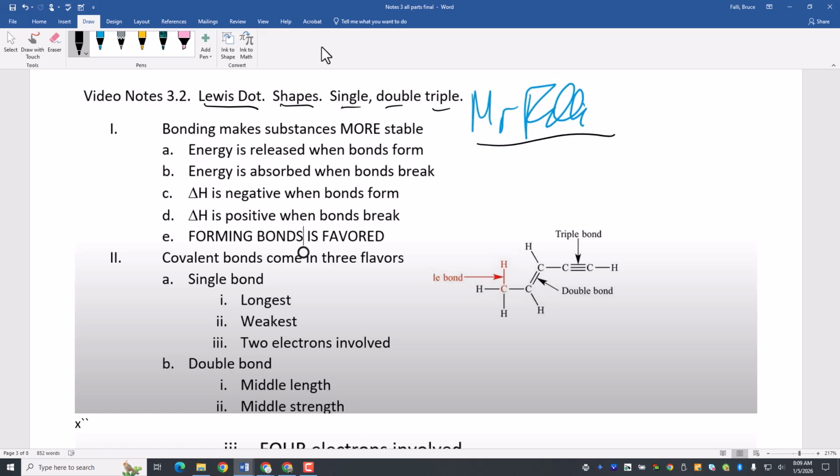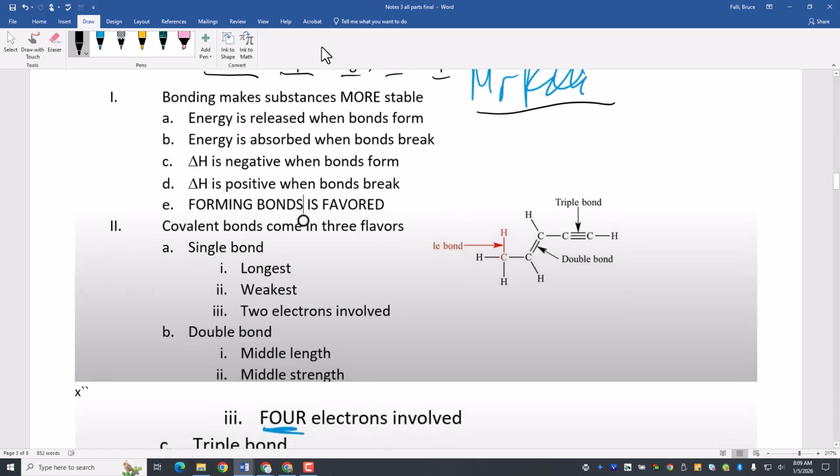First of all, bonding makes substances more stable. Energy is released when bonds form. Energy is absorbed when bonds break. So again, we're going back to our BARF: Break, Absorbs, Releasing energy, Forms bonds. Delta H is negative when bonds form. This is what we need to know about bonds forming. Delta H is positive when bonds break.